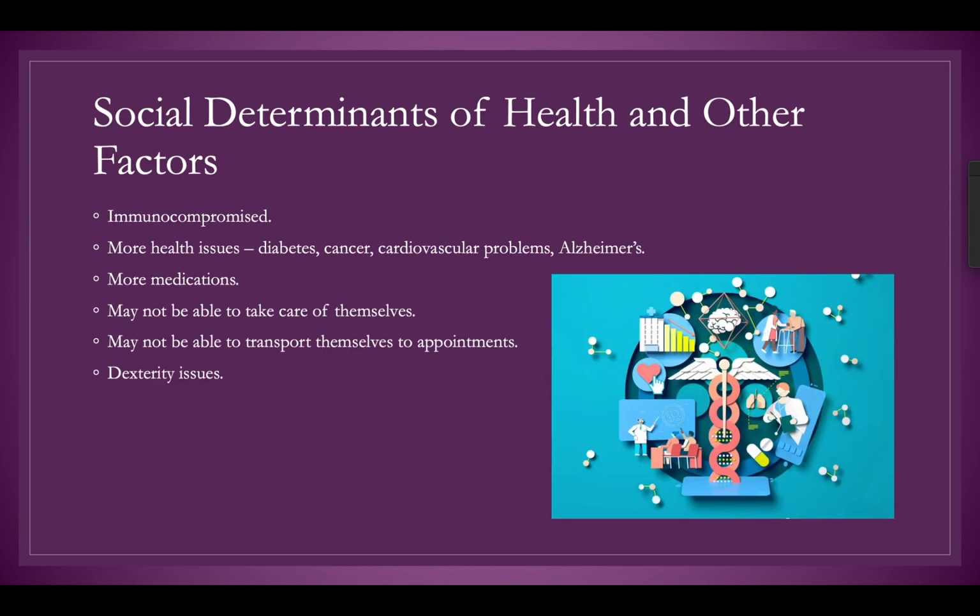So, some social determinants of health and other factors that coincide with senior citizens. Many of them are immunocompromised. Many of them have health issues like diabetes, cancer, cardiovascular problems, Alzheimer's, those kinds of things. And therefore, a lot of them are also on more medications. Many of them are not able to take care of themselves, especially patients that have like Alzheimer's, for example.